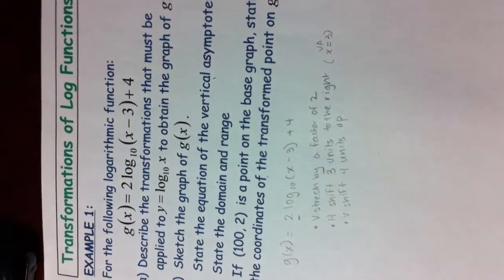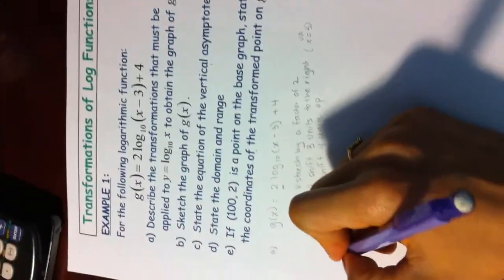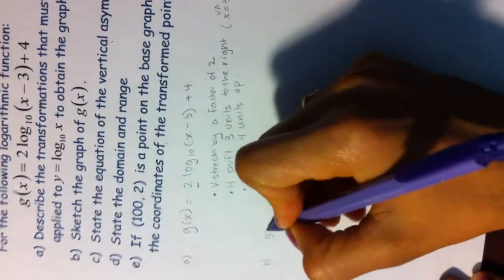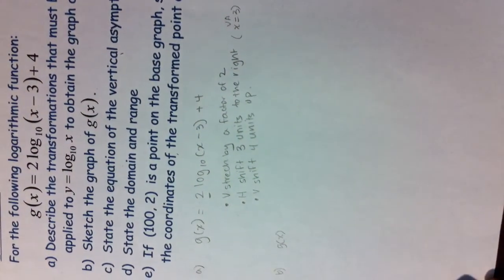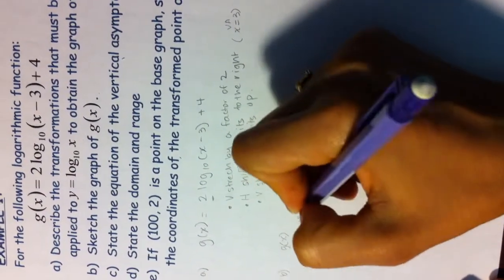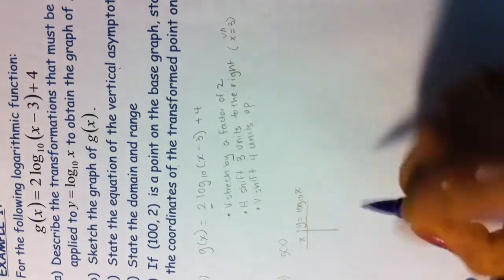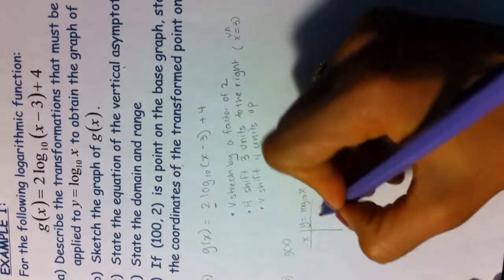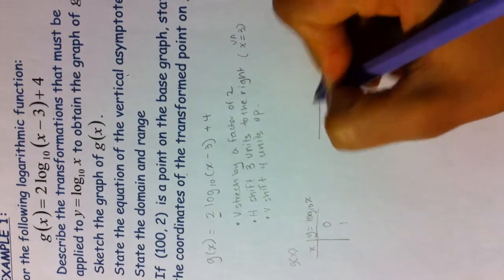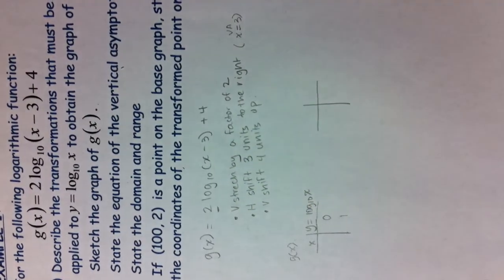Alright, so what we just did, we described the transformations. The second part is we're going to sketch the graph of g of x. As we spoke about earlier, it's important to write down some of your key points. For my base function, which is base 10, the key points were y values 0 and 1, and I have to figure out what my new transformed points are going to be according to my transformations.